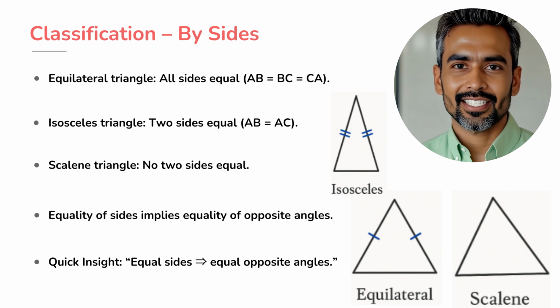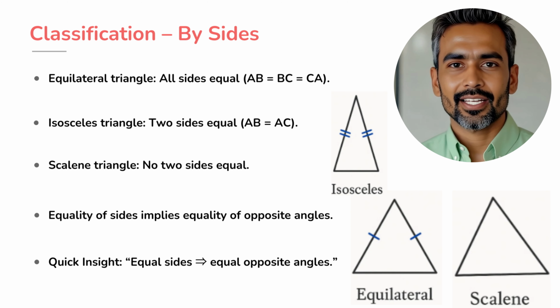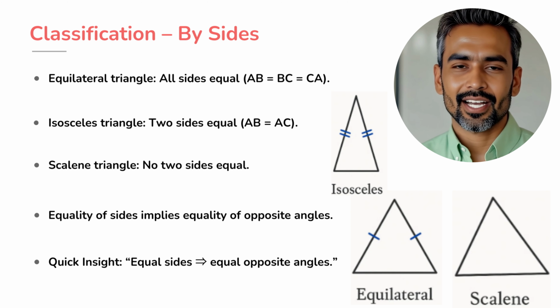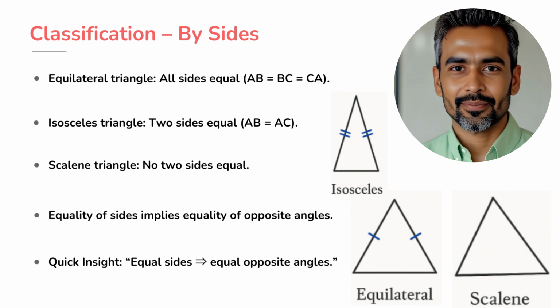And if no two sides are equal, it's a scalene triangle. In a scalene triangle, all sides and all angles are different. So the rule is, equal sides always give you equal opposite angles.